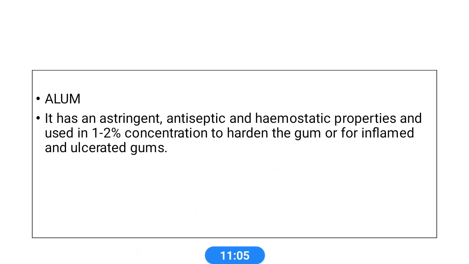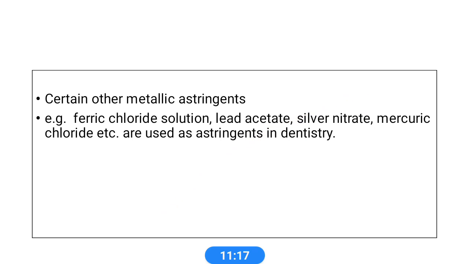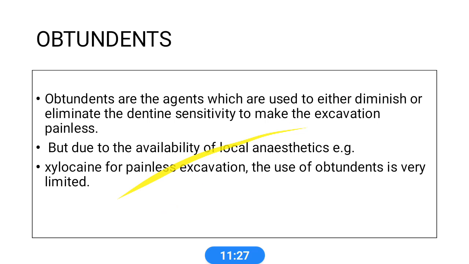Copper sulfate is used as an astringent mouthwash in 0.5 to 2% concentration in indolent ulcer of gums. Alum has astringent, antiseptic and hemostatic properties and is used in 1 to 2% concentration to harden the gum or for inflamed and ulcerated gums. Certain other metallic astringents, for example ferric chloride solution, lead acetate, silver nitrate, mercuric chloride are also used as astringents in dentistry.